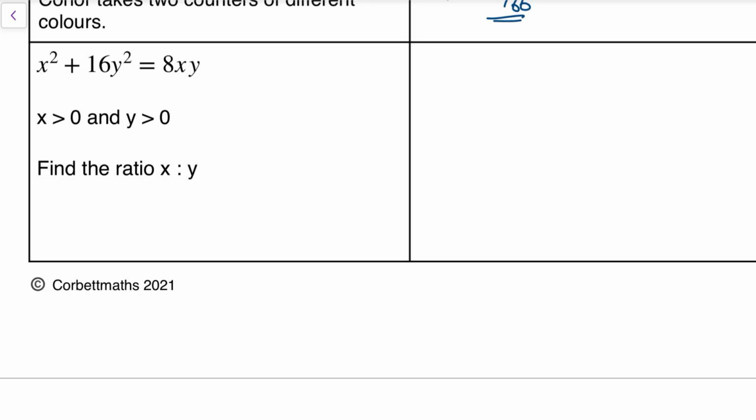Okay, not massively sure where to go with this question. What I do notice, however, is if I move, let me show you what I mean. So move the xy to the other side. Something in my head is triggering. I'll show you when I've written it down. This looks like a quadratic. So if you imagine the y wasn't there, you would say this is the same as x minus 4 squared.